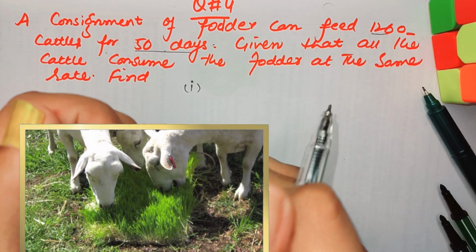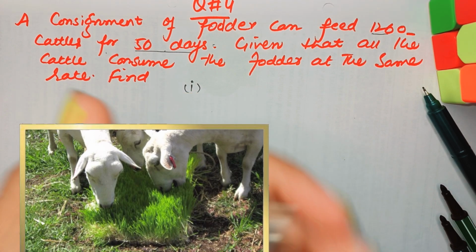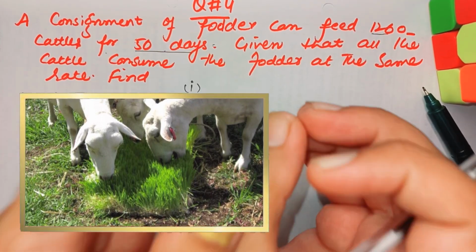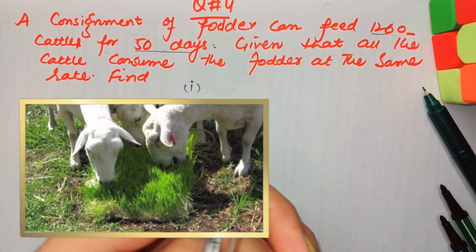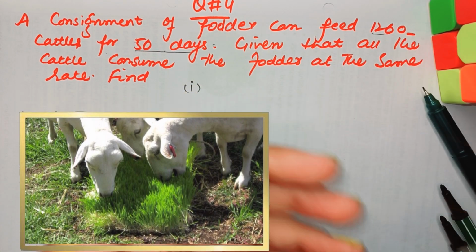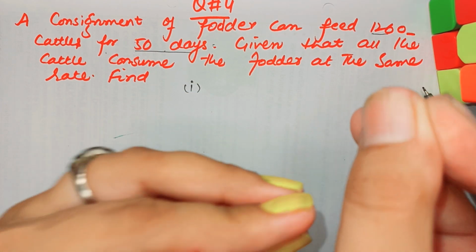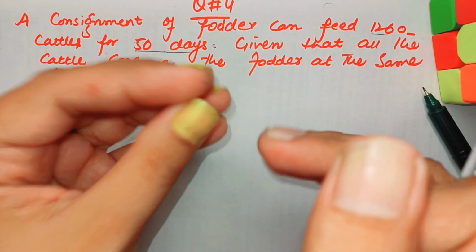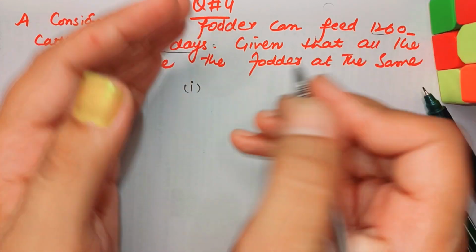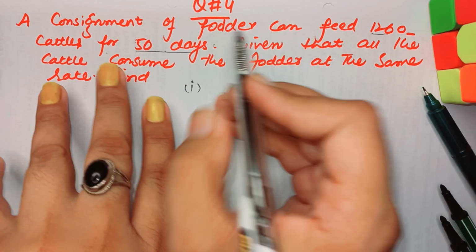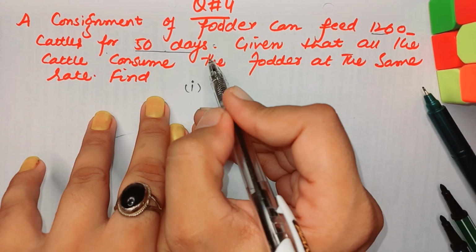Given that all the cattle consume the fodder at the same rate, now they are telling us कि जितने भी cattle हैं वो same rate पे fodder consume करती हैं, यानी कि जितना first cattle चारा consume कर रही है उतना ही second and all. So dear students, we have two quantities. We have fodder and we have the days it lasts for.